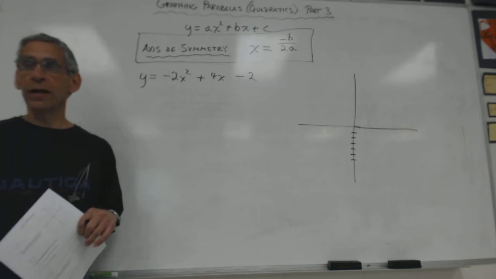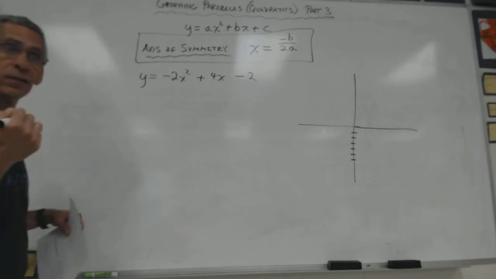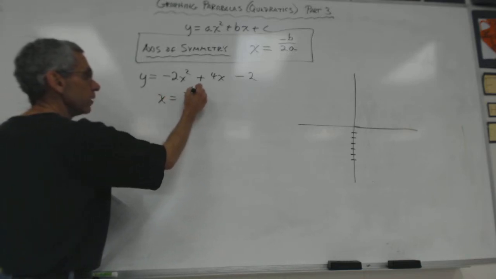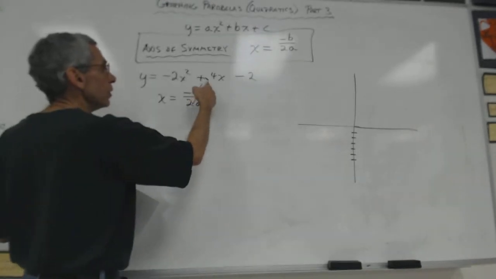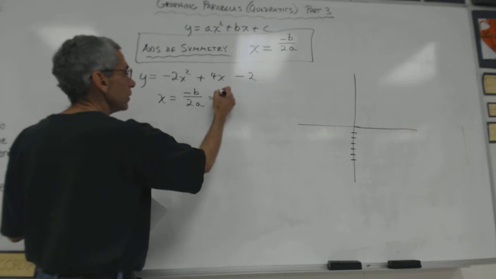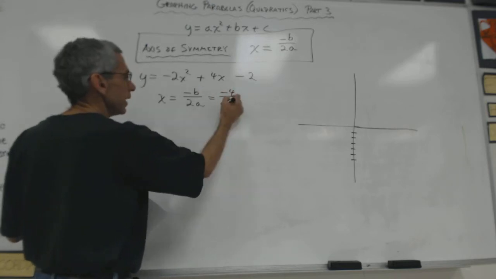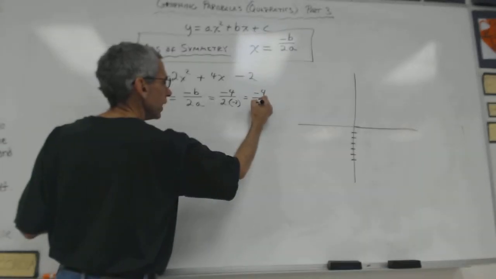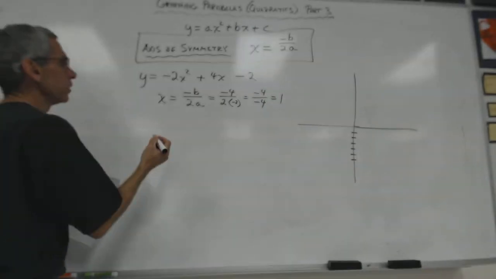Find the b, using the... what's the name? The axis of symmetry formula. X equals negative b over 2a, which is equal to, b is 4, so negative 4 over 2 times negative 2. All right, so I have negative 4 over negative 4. You guys agree with me? 1. Which is equal to 1, right? That's going to be easy.